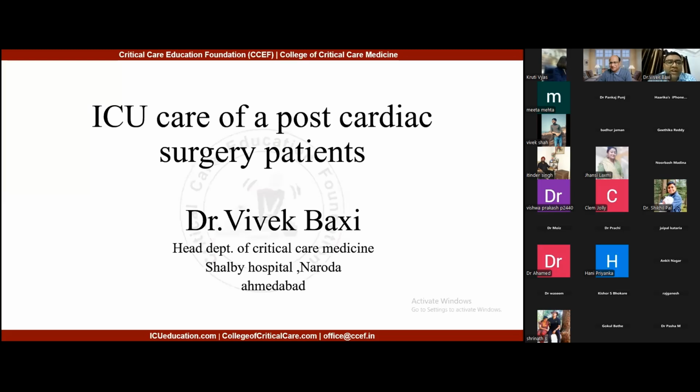Today I'll be talking on ICU care of the post-cardiac surgical patients. And today we have experts on board because this is going to be a very important topic. Dr. Meeta ma'am and Dr. Jain sir are also there. This session is going to be highly interactive, totally interactive, I would say. I would request participation from all of you.